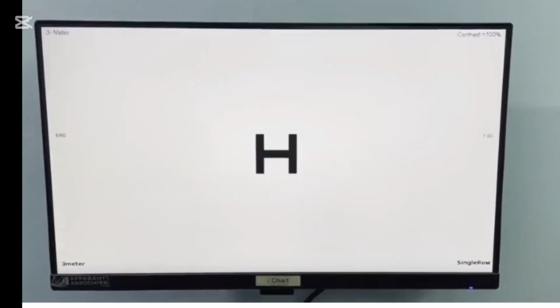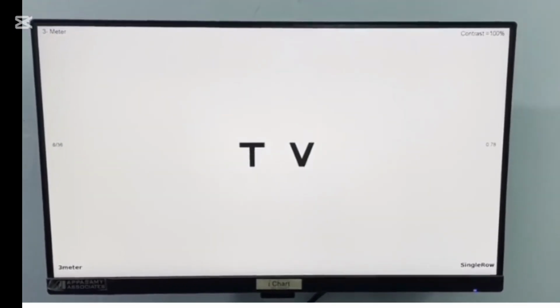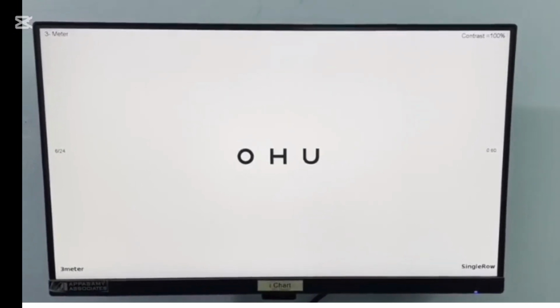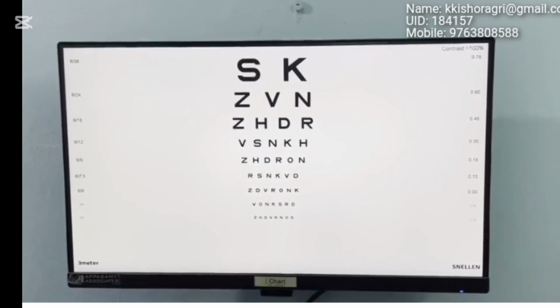The letters at the top. Similarly, the letters in the subsequent lines should be read from a distance of 36, 24, 18, 12, 9, 6 and 5 meters respectively by a person with normal vision.